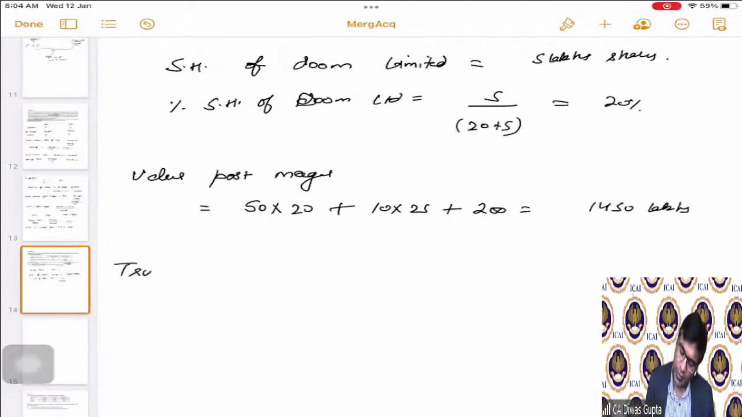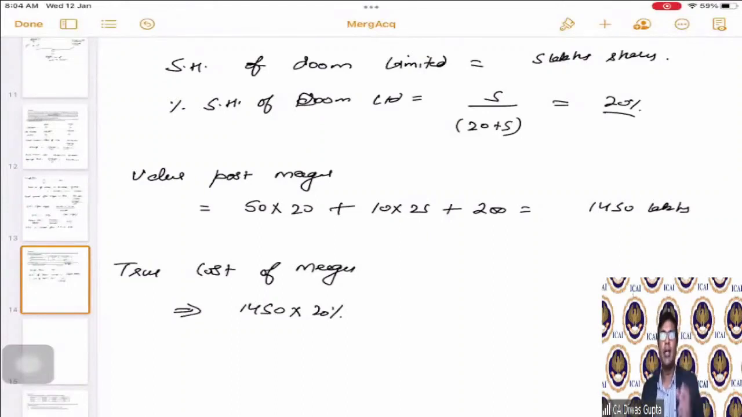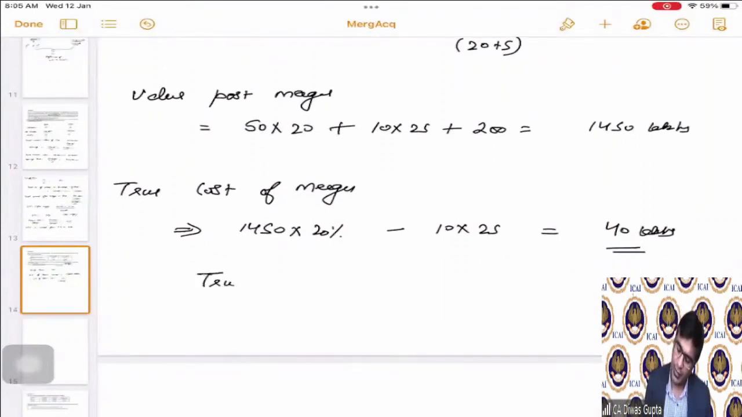Now, from here we can calculate the true cost of merger, which will be 1450 multiplied by 20%, which is the shareholding of Doom Limited. That means the total value that Doom Limited shareholders hold in the new entity after the merger. So it is 1450 into 20% minus the pre-merger value of Doom Limited, which is this. So this is equal to 40 lakhs. Simple. So the true cost of merger is equal to 40 lakhs.